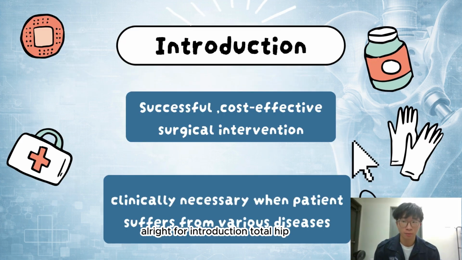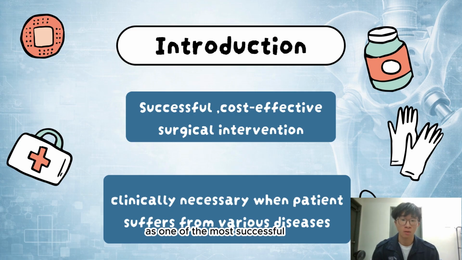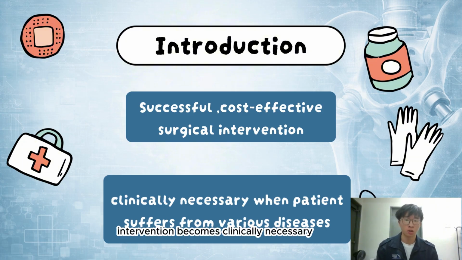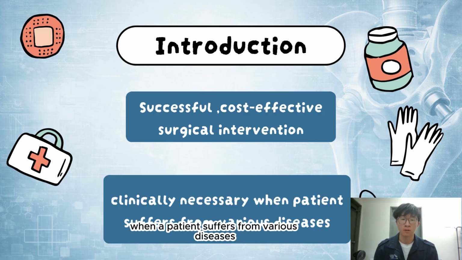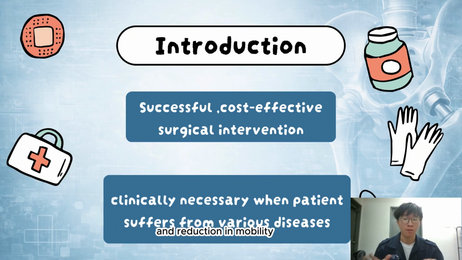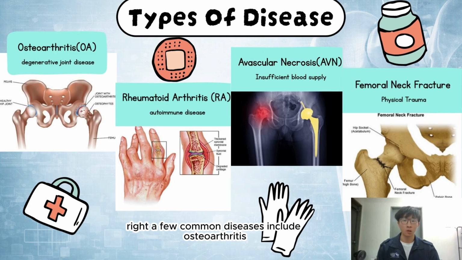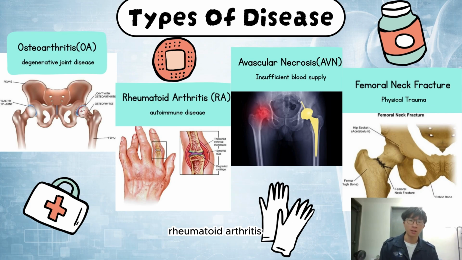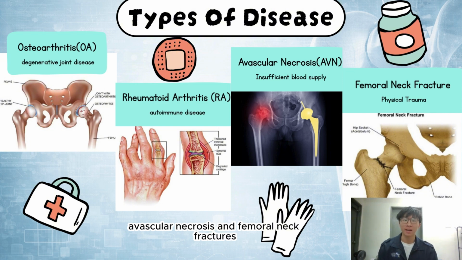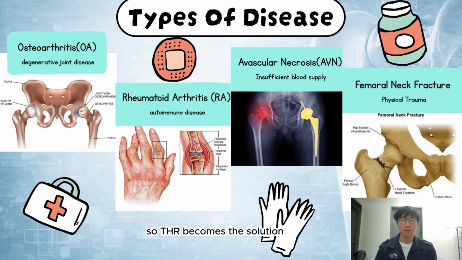For the introduction, total hip joint replacement is acknowledged as one of the most successful, cost-effective surgical interventions in contemporary orthopedics, also known as bone surgery. This intervention becomes clinically necessary when the patient suffers from various diseases that cause damage to the hip joint. This causes pain and reduction in mobility, which substantially affects daily life. A few common diseases include osteoarthritis, rheumatoid arthritis, avascular necrosis, and femoral neck fractures. THR becomes the solution when all other non-surgical treatments fail.